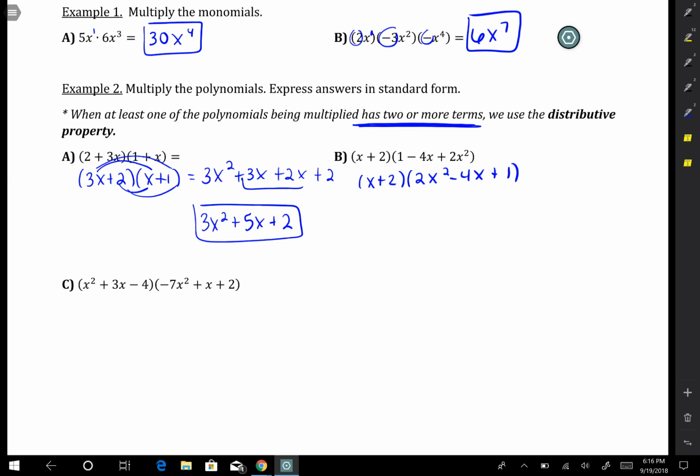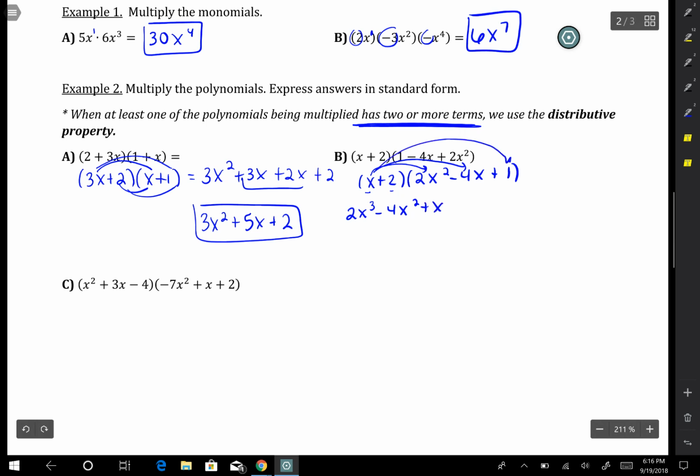Okay, when I take a binomial times a trinomial, I need to, same thing as I did with 2 binomials, just make sure I multiply everything in one times everything in the other. So I'm going to start with my x and take it times 2x squared. So that's 2x cubed. Then I take my x times my negative 4x. That's going to be negative 4x squared. And then I take my x times 1. So that's plus x. So I have multiplied x times every term in my trinomial.